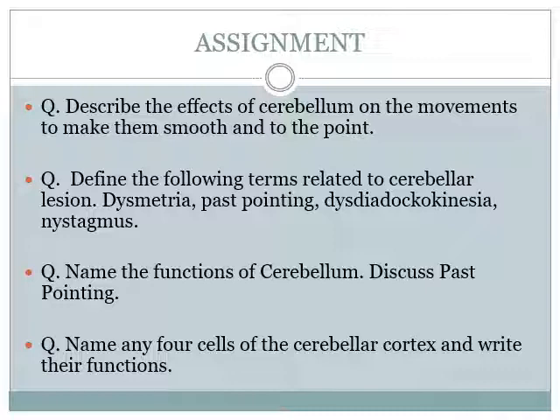Name any 4 cells of the cerebellar cortex and write their functions. We did a lot of cells today. We did Golgi cells, granule cells, deep nuclear cells, the Purkinje cell, the basket cell, and the stellate cells. From these, any 4 important ones, you can just name them and then write their functions.